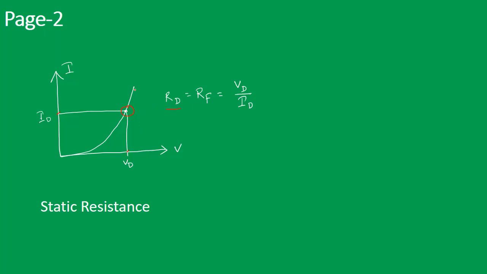However, this increase is exponential. The variation of current with respect to voltage is exponential. So for linear variation, this kind of approach may be good. However, for exponential rise, this may not be a good way of finding the resistance in forward bias.